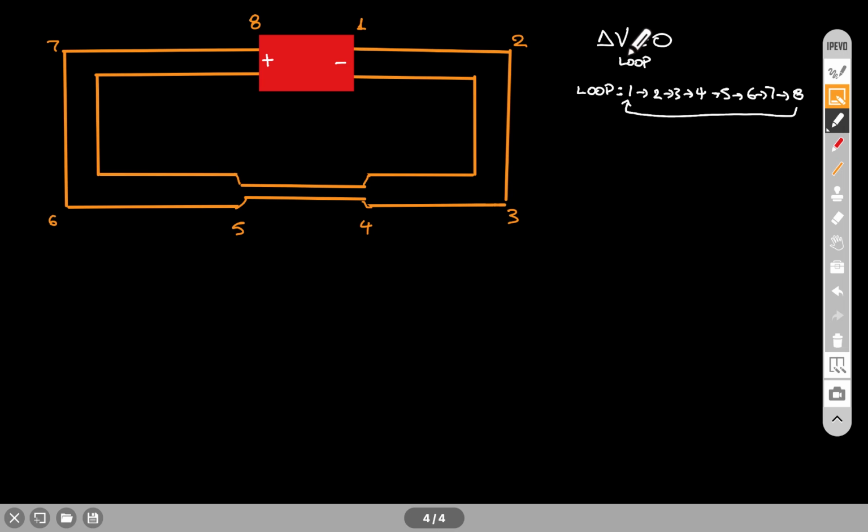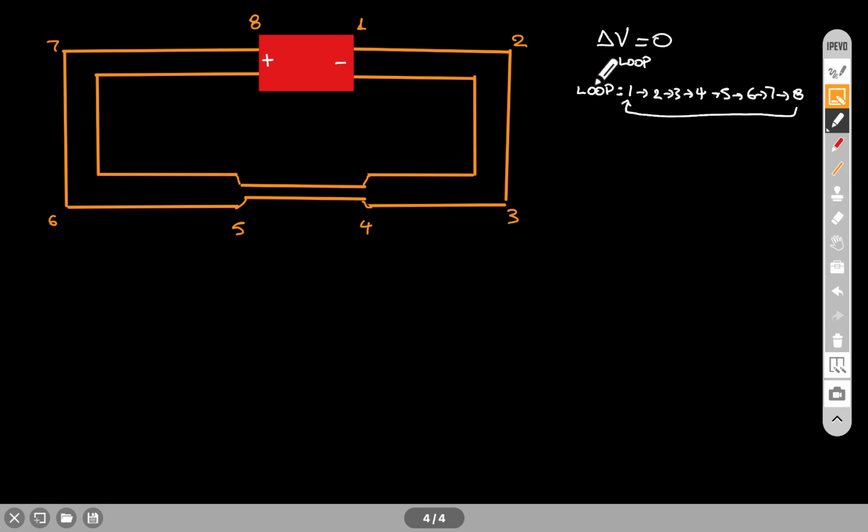Now my loop is going to be the following. I'm going to start from point 1 and go to 2 clockwise, and then 3, 4, 5, 6, 7, 8, and then back to 1. It is important that you go back to 1. You have to go to your starting point to close the loop. Kirchhoff's loop rule only applies in closed loops.